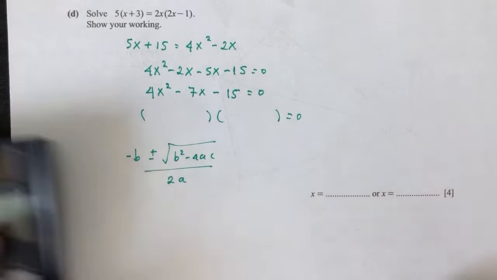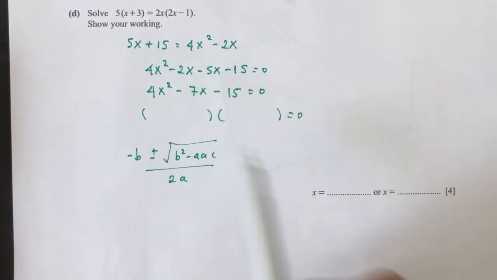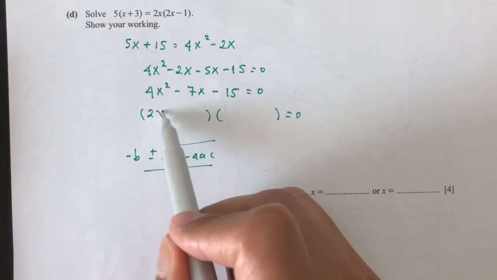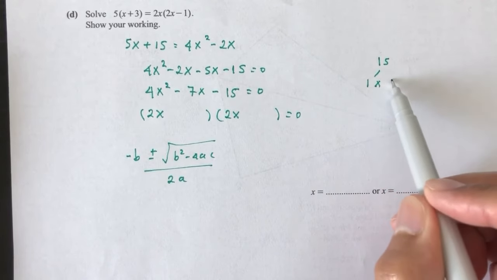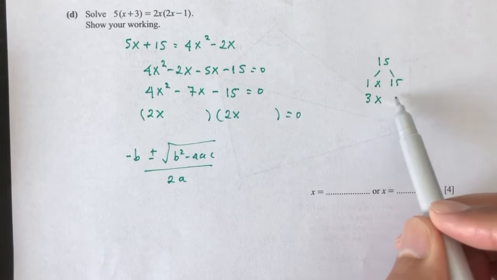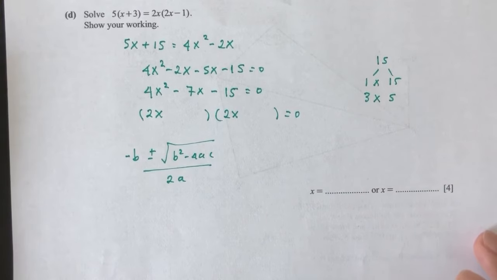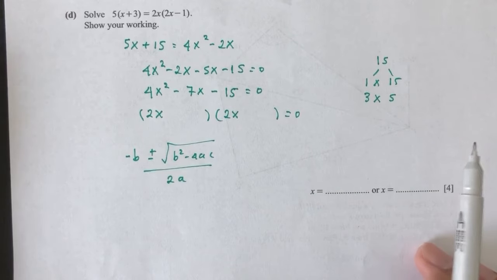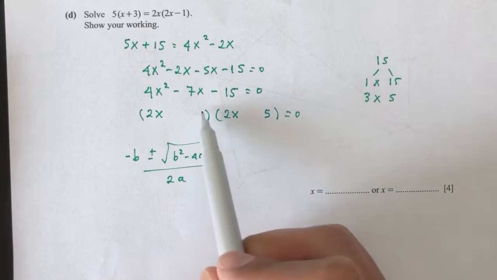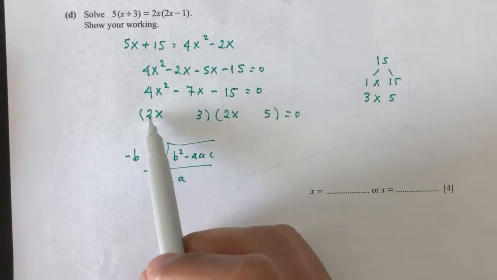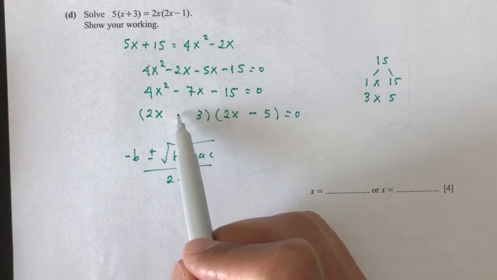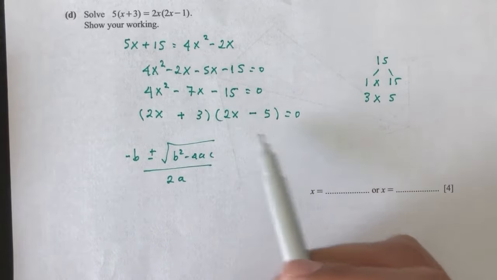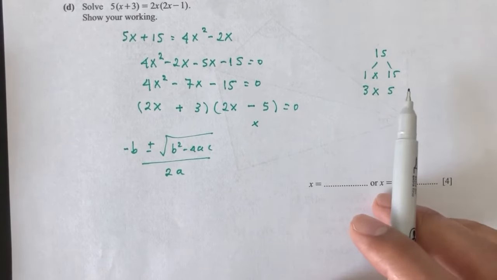So we can try. What is 4x squared? It is usually 2x times 2x. 15 is what? It is 1 times 15, or it can be 3 times 5. Here we want to have minus 7. So how can we have minus 7 in this section? We can put 5 and 3. As you can see, 2 times 5, if we put minus 5, it will be minus 10. Plus 6, it will be too much. So not good. It will not be good here. So we can try the other way.